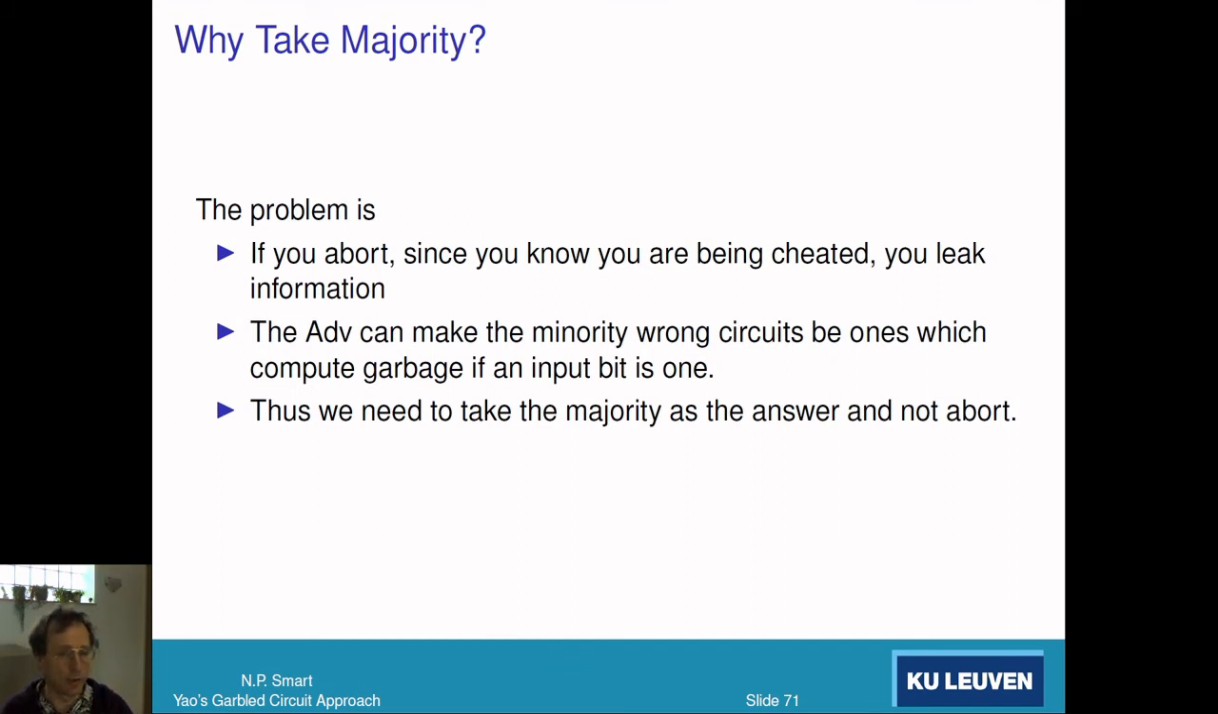Why take the majority? The thing is, if player 2 aborts, you know you're being cheated and you leak information. So what we want is for player 2 to never abort, so we always take some output. Thus, by taking the majority rather than just aborting if they're different, we stop the attack of you just detecting when someone aborts, because the protocol might be inside of a much bigger thing.